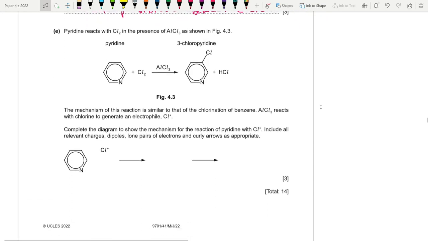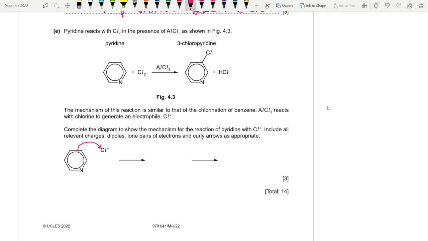Pyridine reacts with chlorine in the presence of AlCl3. So we know that this is a halogenation reaction by electrophilic substitution. We know this. You've learned this. So let's draw the mechanism, shall we? So the first step is attack by the electrophile on the nucleophile. Although the convention is to draw arrows from nucleophiles to electrophiles, the electrophile is actually attacking here. Okay, that's why it's called electrophilic substitution.